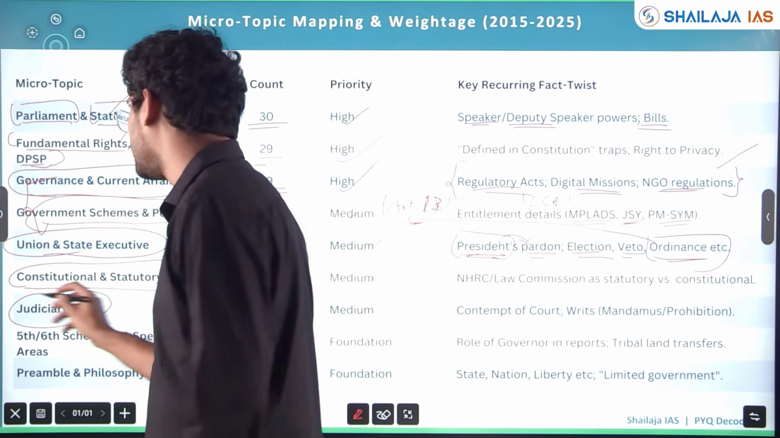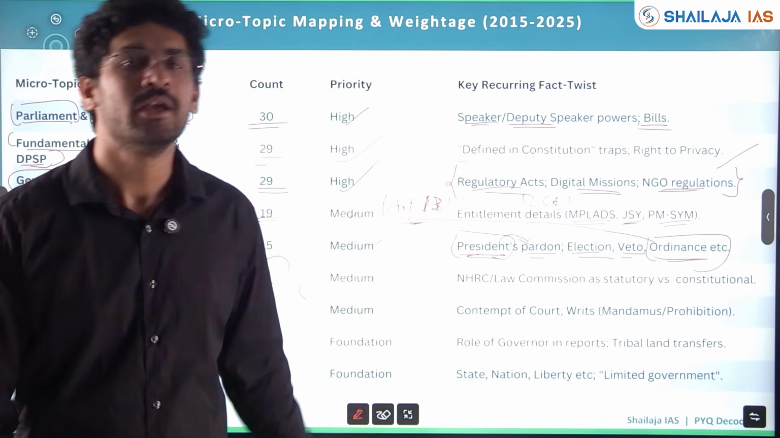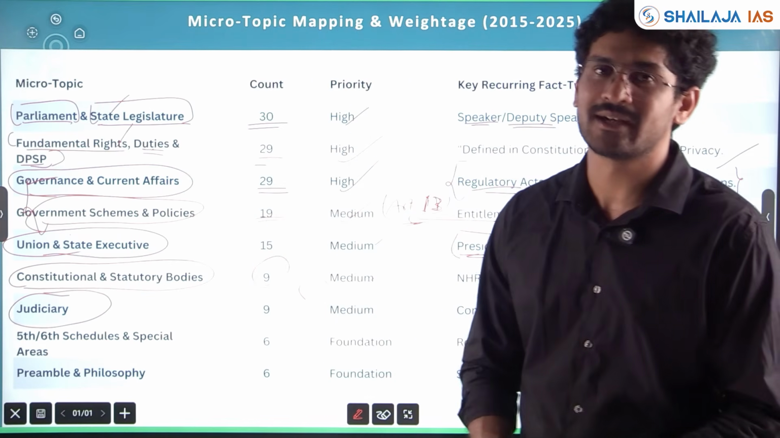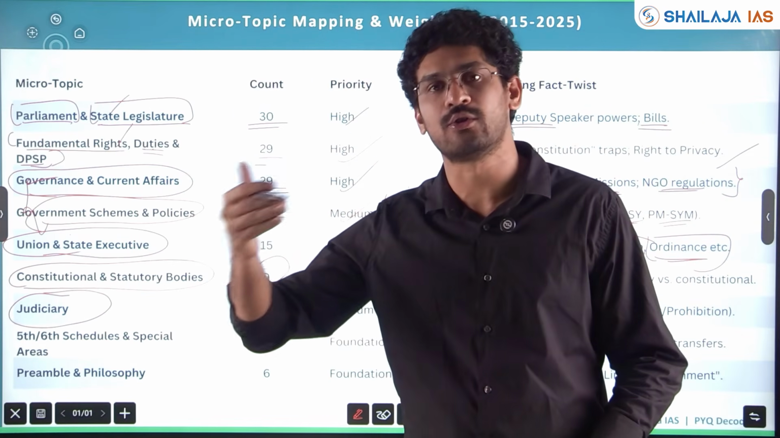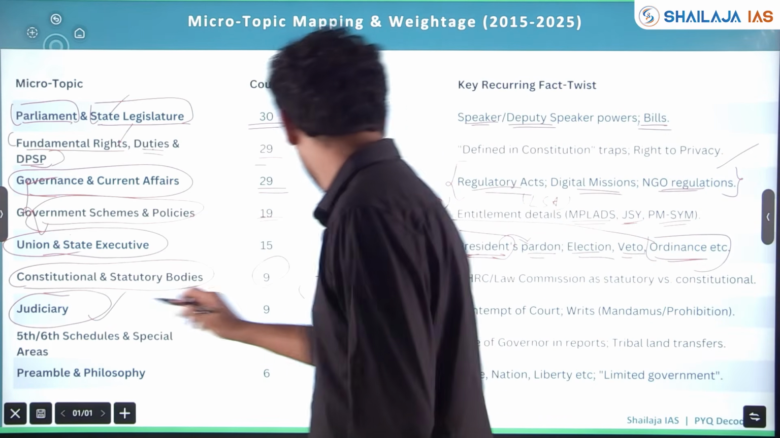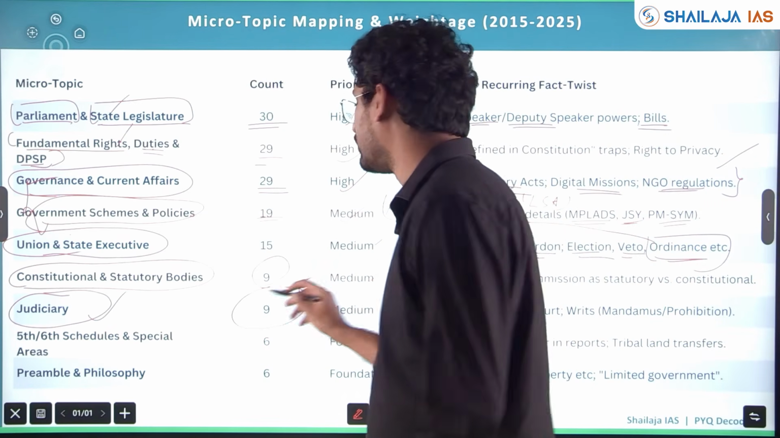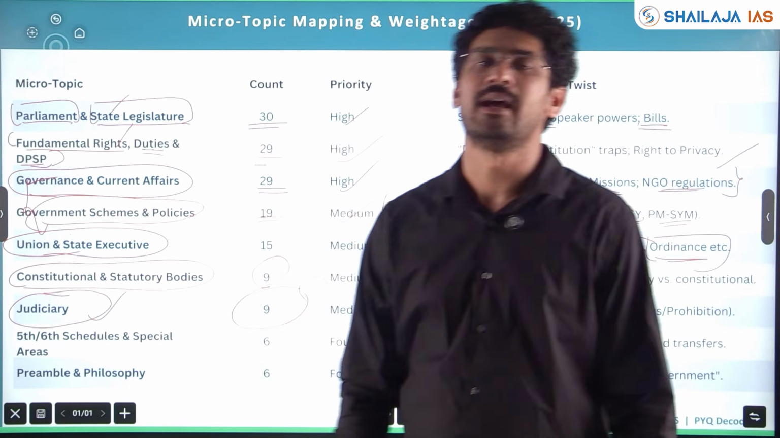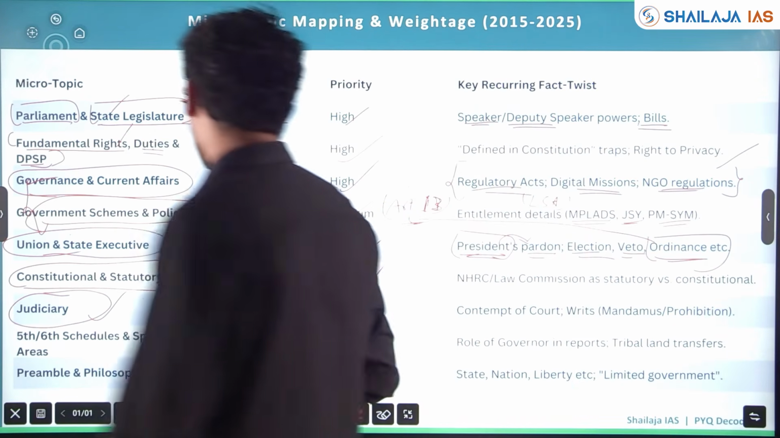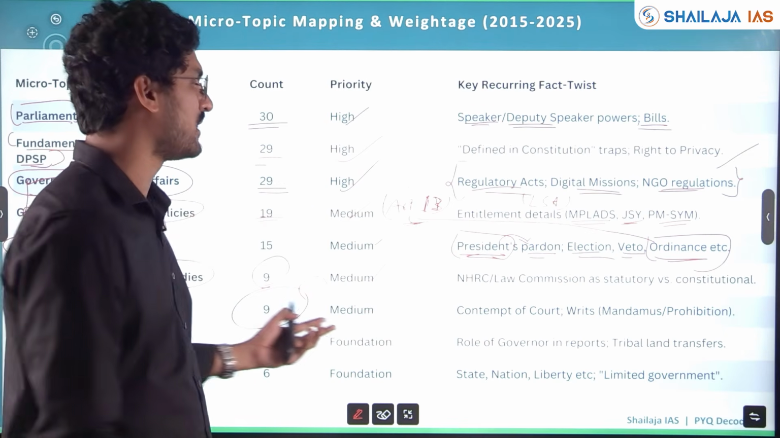One of the important themes in polity is the judiciary. Its independence and the integrated setup, with the Supreme Court at the top, then the High Courts and District Courts, has been asked. Here also around 9 to 10 questions have been asked in the last few years, and sometimes 2-3 questions have come in the same year. So this is also one of the important areas.